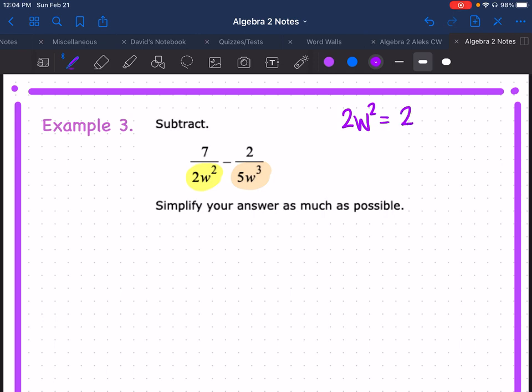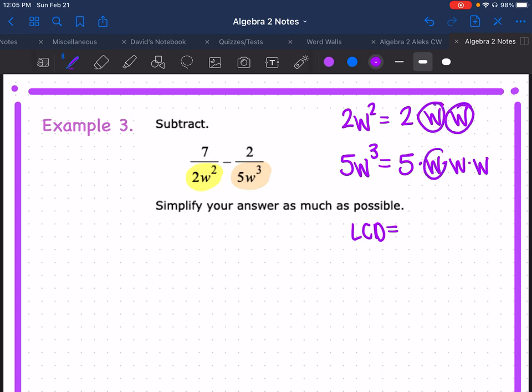Okay, so I can think of this as 2, and then the w squared, I can think of it as being 2 w's. The 5w cubed, I can think of it as 5, and then the w cubed as 3 w's. So remember, the numbers and the variables, we take what they have in common only once. So for my LCD, I'm only going to take what they have in common once. So they have 1, 2, right? They have 2 sets in common.